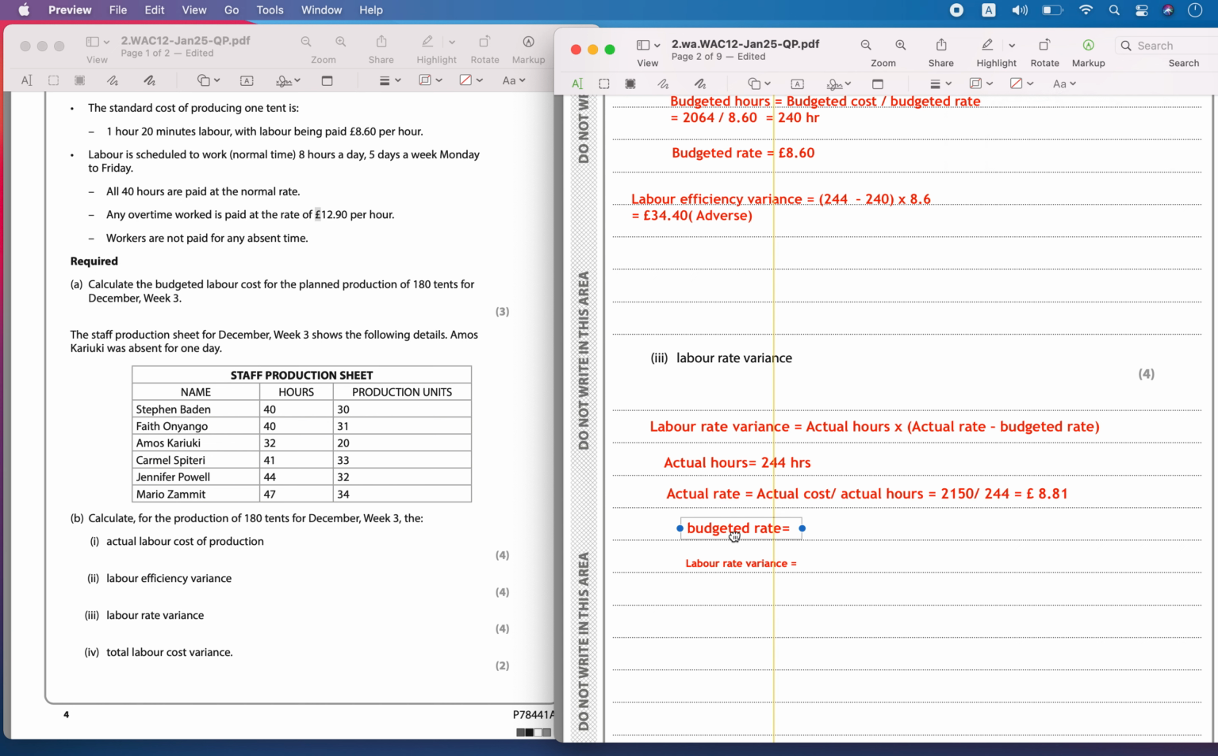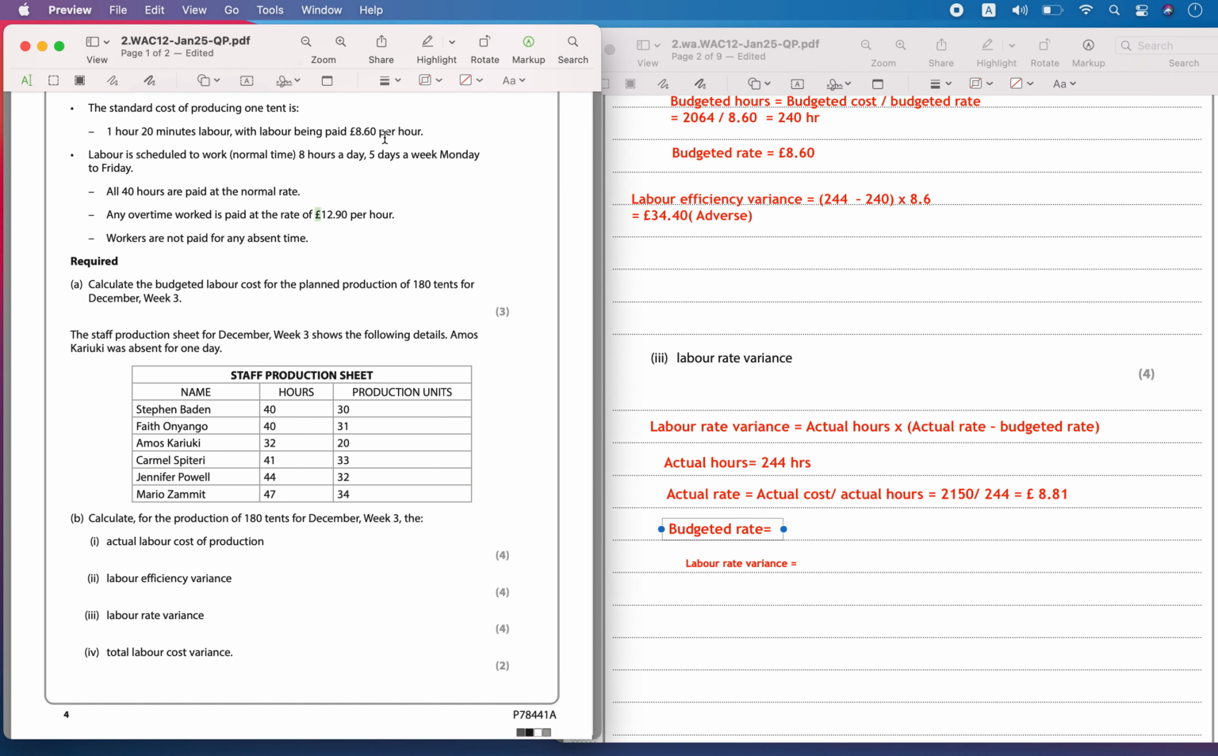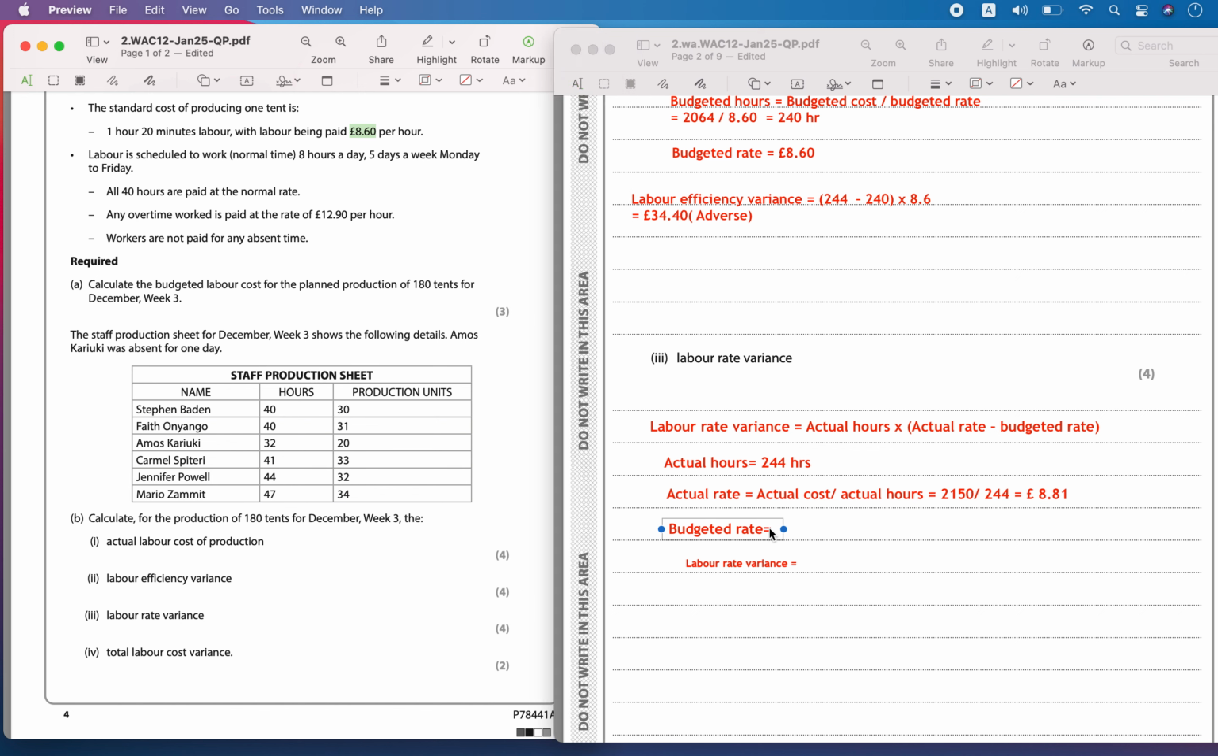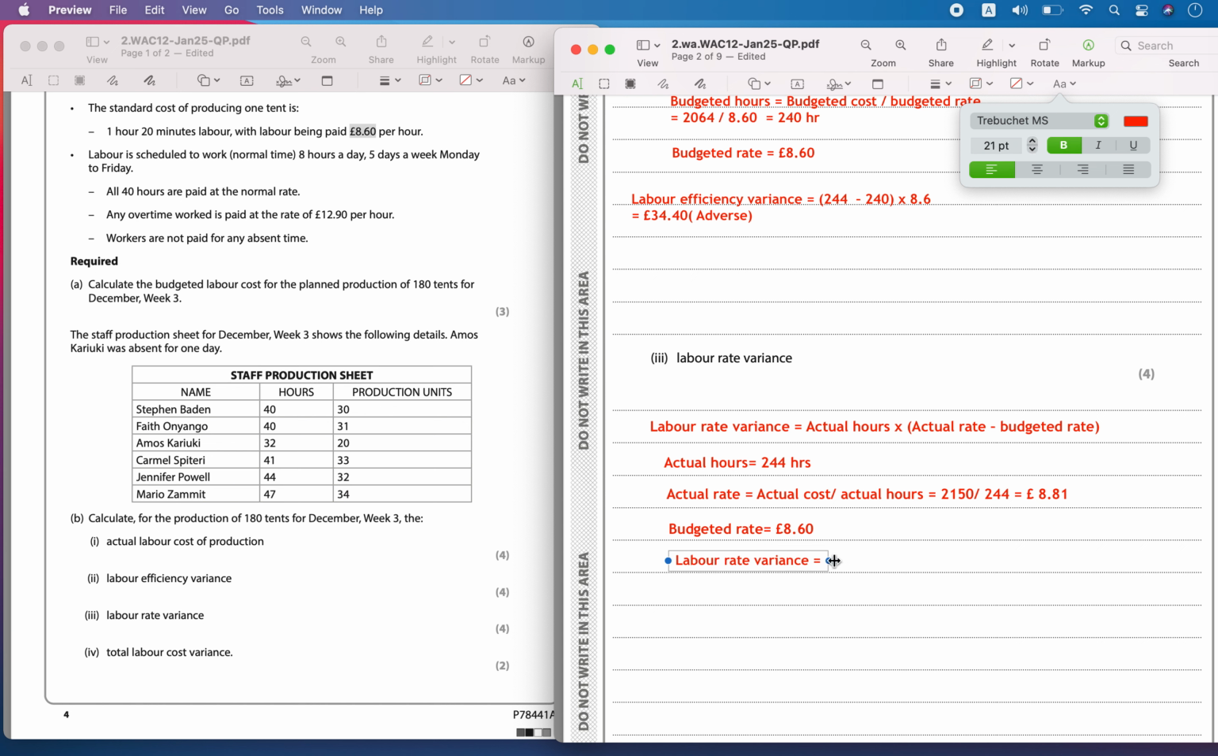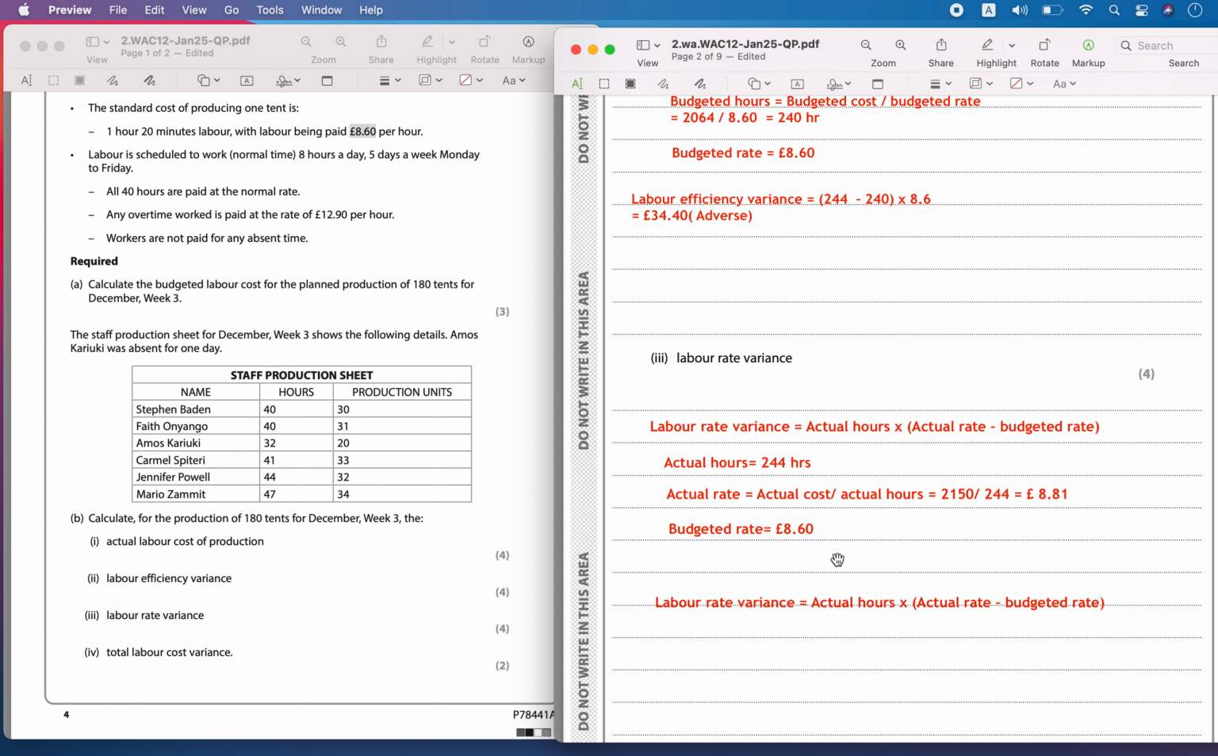Now what was the budgeted rate? Because we have to calculate the difference between the actual and the budgeted rates and find the variance. The budgeted rate was around 8.60 pounds. Now let's calculate the labor rate variance, using the same formula. The actual hours worked is 244, times the actual rate of 8.81, minus the budgeted rate of 8.6. So we have to calculate the difference.